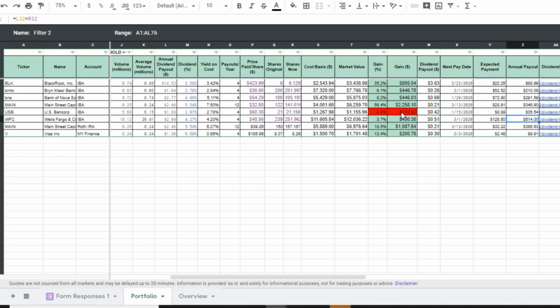Wells Fargo, one of the larger positions. I think it's the largest position in terms of financials. $514 a year, good for about 261 or 251 shares. I just quoted it the other day. 252 shares, good for about $12,000 in total in the portfolio. Pretty wild. $128 every time I get a dividend payment, which is pretty cool.